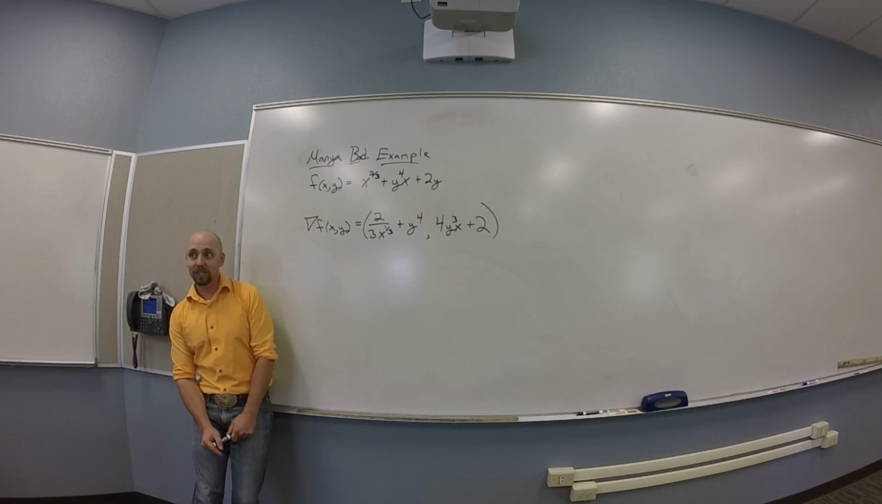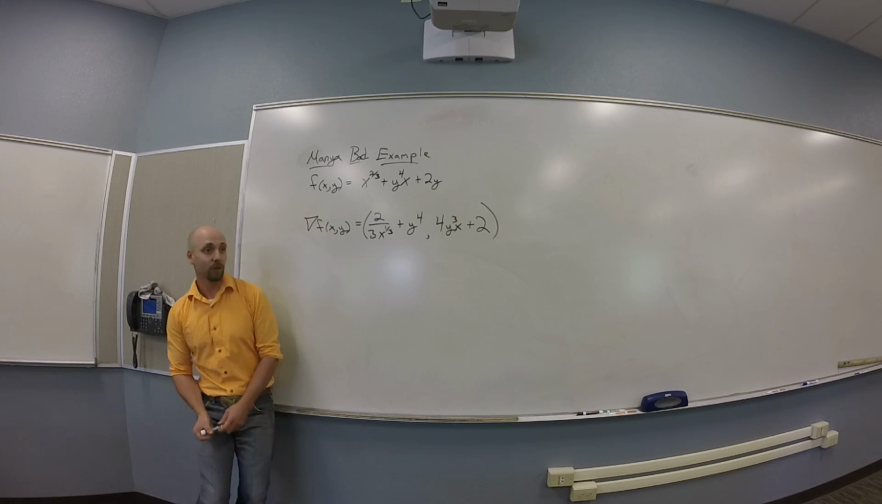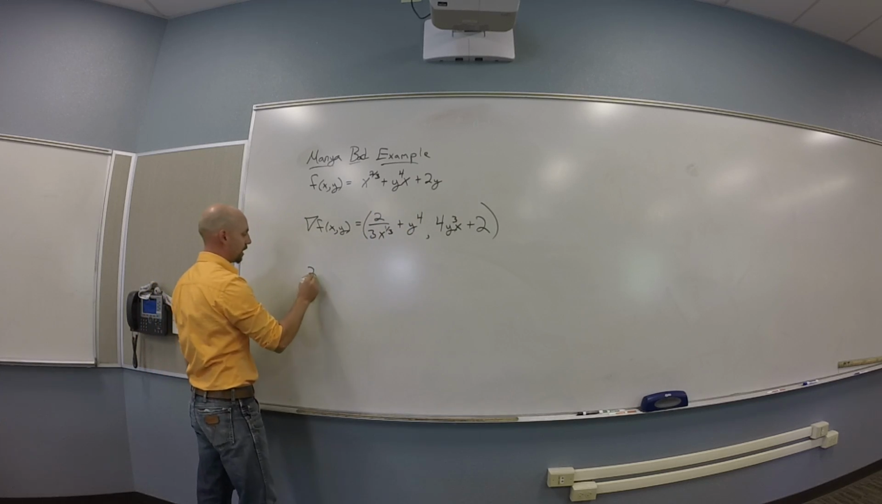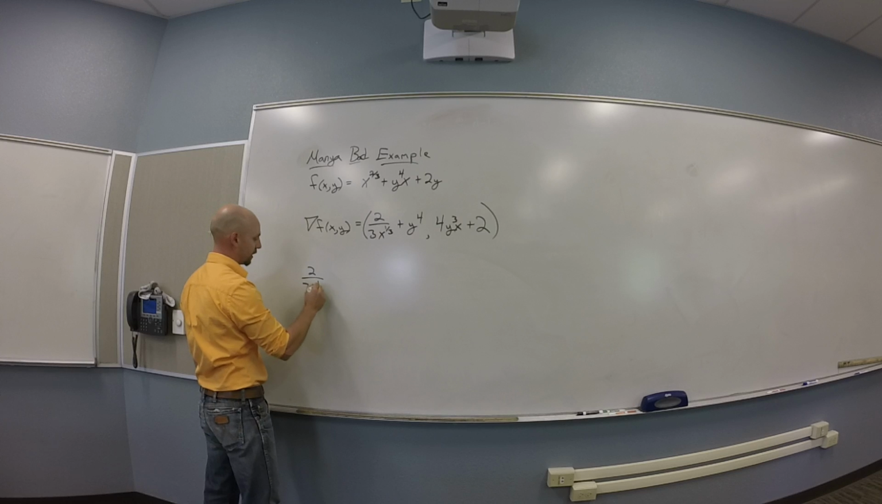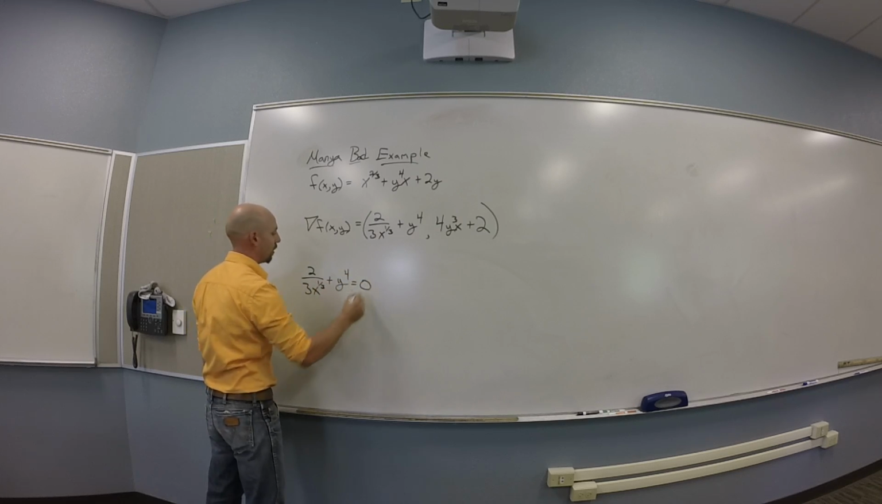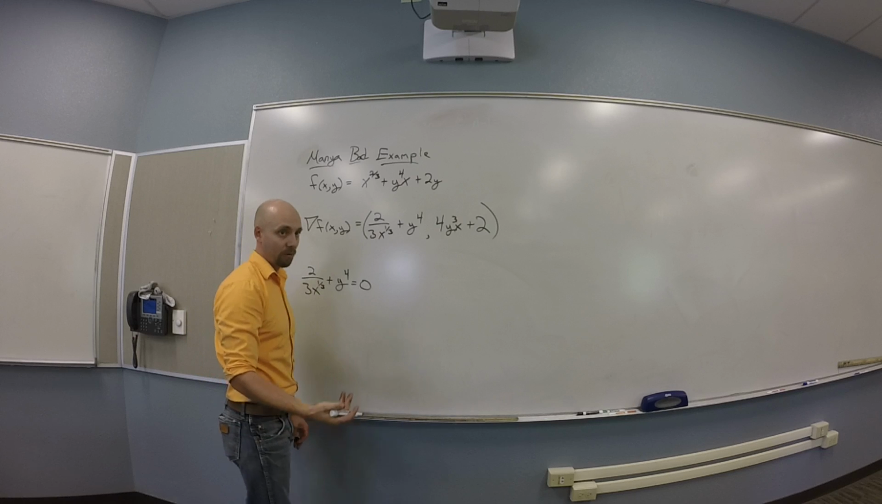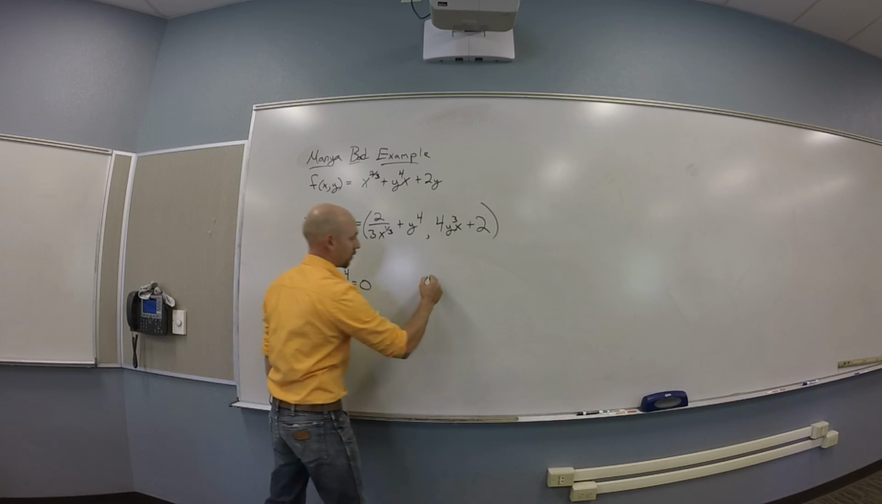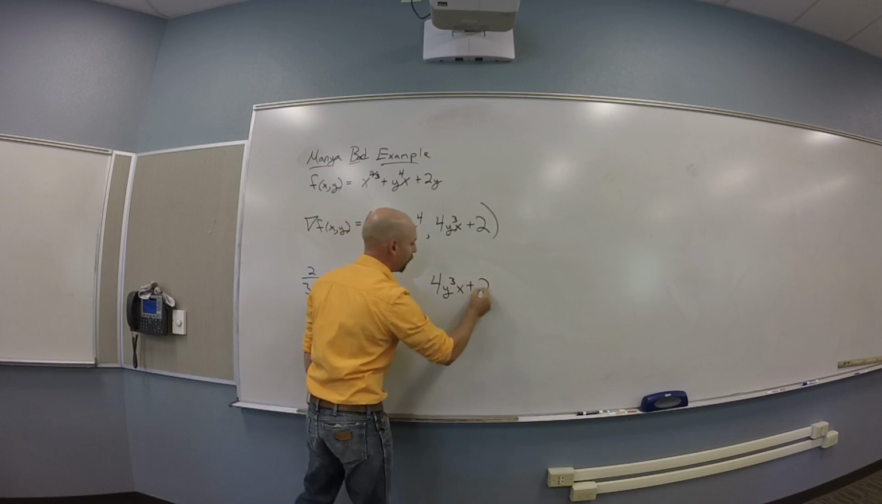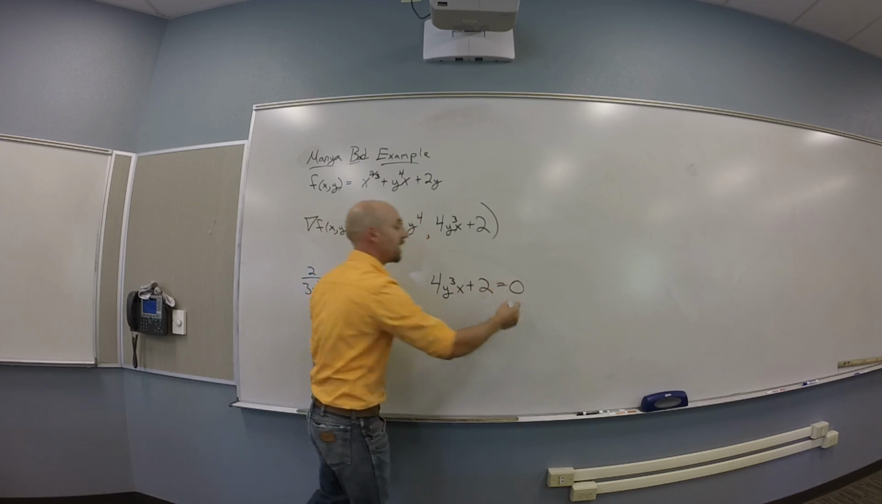Because I have to solve a system of equations, right? You guys see that? To set the derivative equal to 0, I need to set this equal to 0. So I need 2/3 x to the 1/3 plus y to the 4th to be 0. And also I need 4y cubed x plus 2 equal to 0 at the same time.